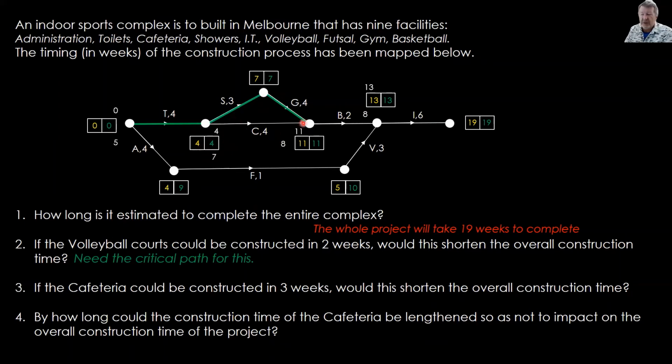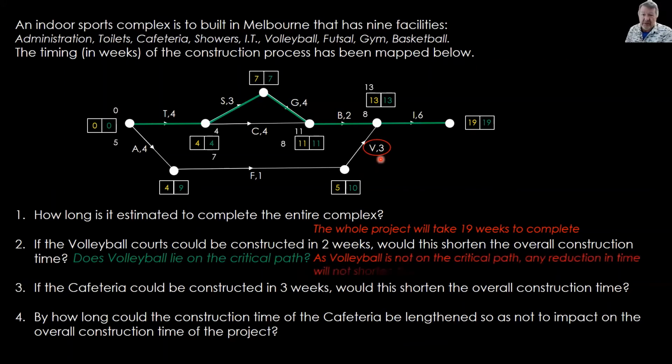So follow the boxes. If you've got one in the middle, use it. Let's see, back to 13 up here, and then off to the finish. There's our critical path. So again, does volleyball lie on the critical path? There it is. Definitely not. So a statement you could write would be, as volleyball is not on the critical path, any reduction in time will not shorten the overall project time.